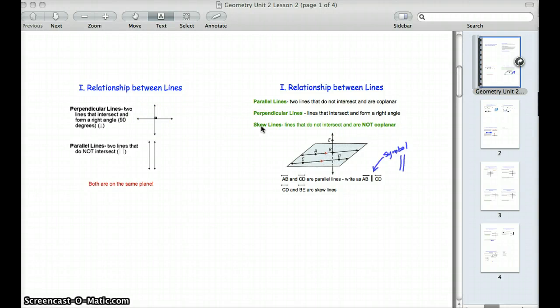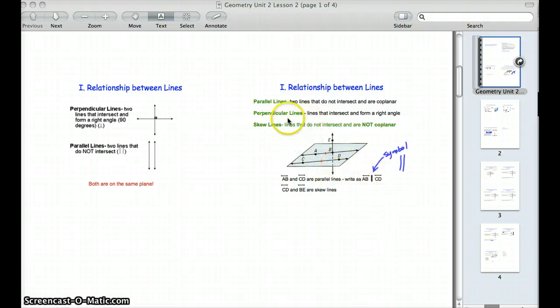So the relationship between these lines. Parallel lines are two lines that do not intersect and are coplanar. Now coplanar means that they're on the same plane. So if you look down here, this line right here, A and B and C and D, these are both parallel lines. And the reason they're parallel is because they're on the same plane, which is this sheet of paper right here, and they do not intersect. And the symbol that we make is the parallel lines. So line AB is parallel to line CD.